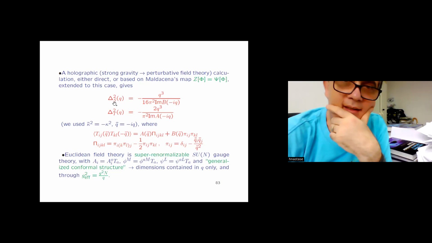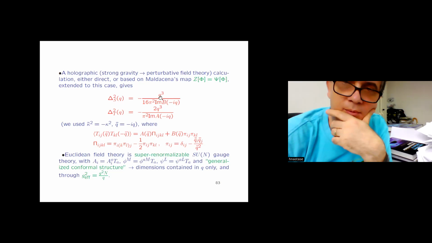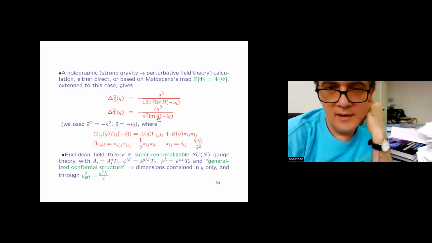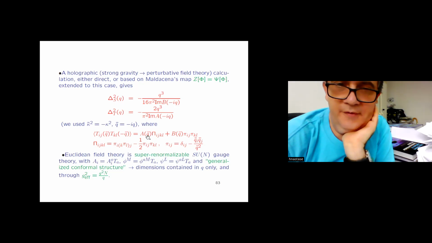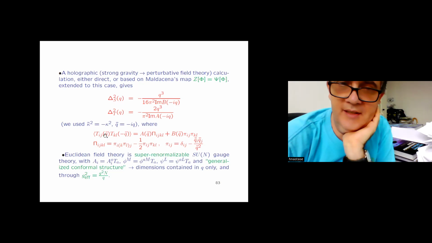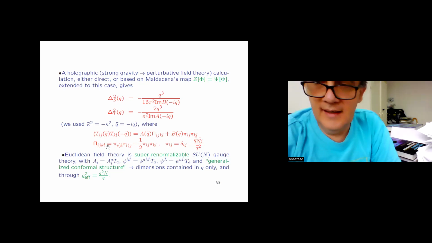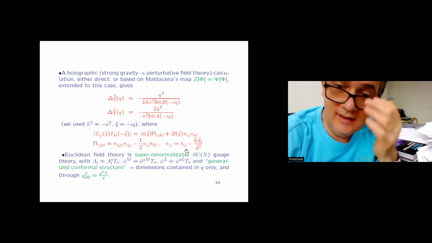So for the scalar spectrum, we have cubed divided by 16 pi squared times the imaginary part of B defined at this Wick rotated momentum. The tensor perturbation, the same thing, where I have switched with an A instead of the B. And the A and B are just scalar functions appearing in the two-point function of stress energy tensors. The two-point function of stress energy tensor can be decomposed in these two scalar structures multiplied by some tensor structures that involve the momenta, involve delta ij and qi.